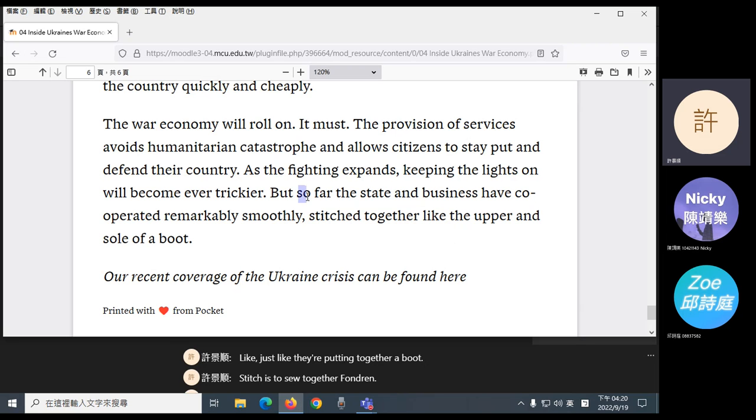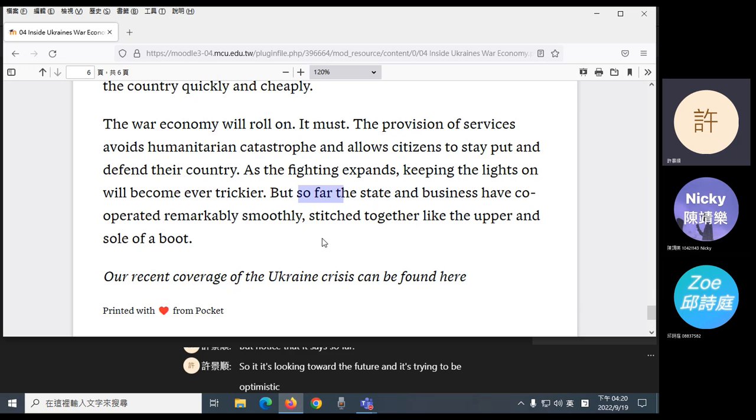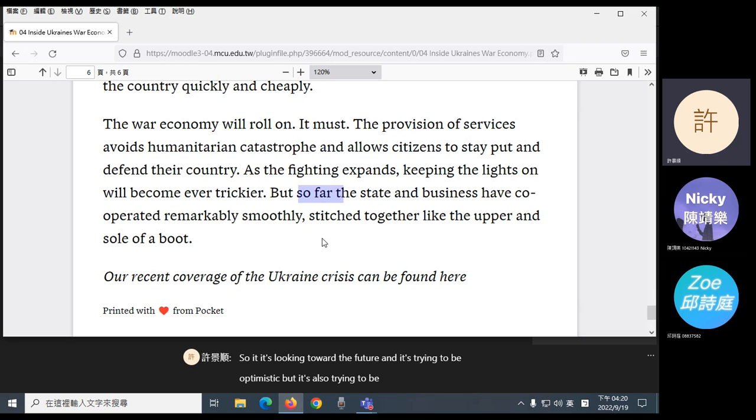But notice that it says so far. So it's looking toward the future and it's trying to be optimistic, but it's also trying to be realistic. Up to this point. In the future, we can't tell. We can only say up to this point. It's going well so far.